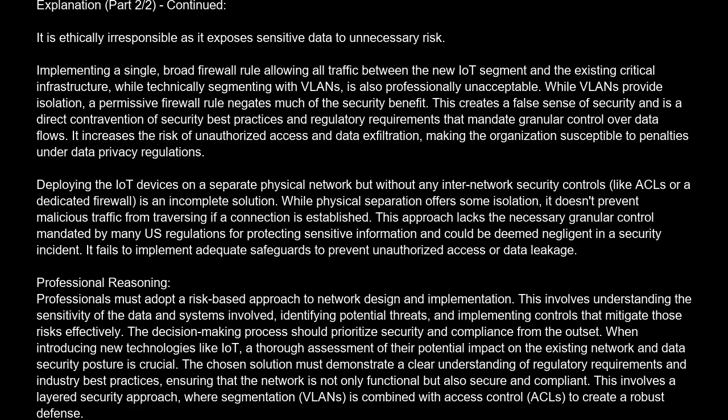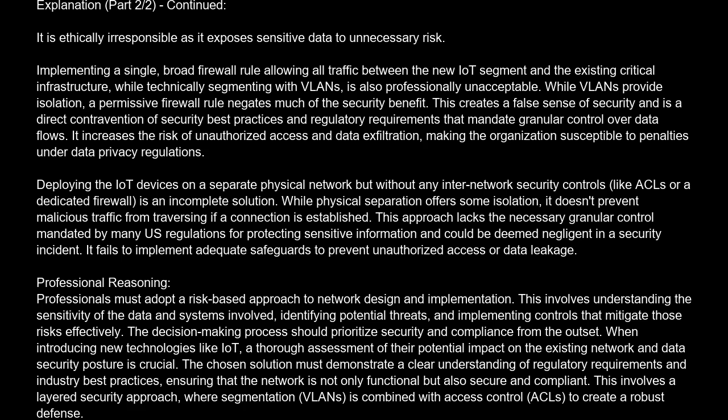Deploying the IoT devices on a separate physical network, but without any internetwork security controls, like ACLs or a dedicated firewall, is an incomplete solution. While physical separation offers some isolation, it doesn't prevent malicious traffic from traversing if a connection is established. This approach lacks the necessary granular control mandated by many U.S. regulations for protecting sensitive information and could be deemed negligent in a security incident. It fails to implement adequate safeguards to prevent unauthorized access or data leakage.